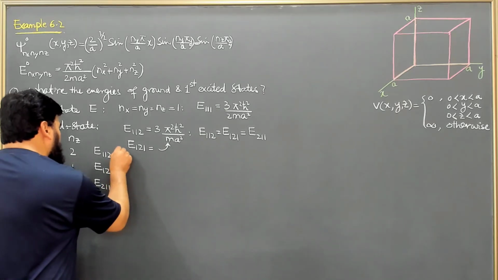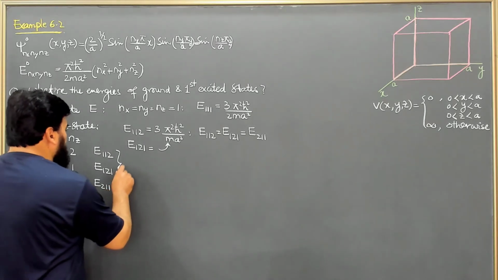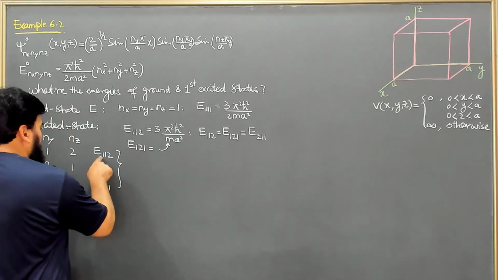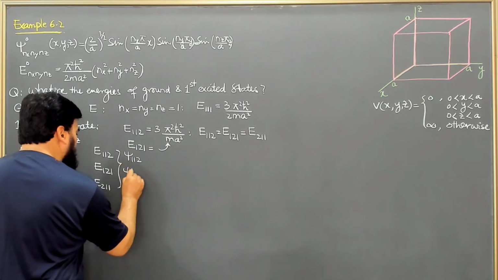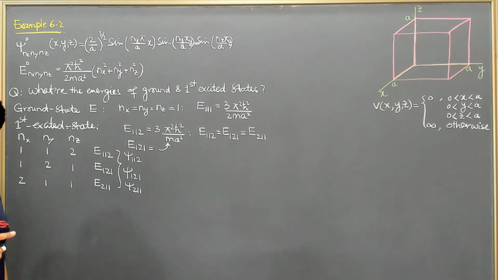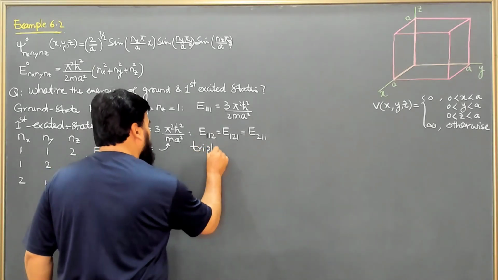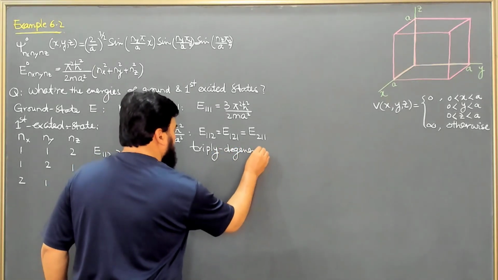So it means that the first excited state is a degenerate state, and degenerate means that it is sharing the same energy. The states are different because ψ112 is one wave function, ψ121 another, and ψ211 another. So the states are different. Different states sharing the same energy we call degenerate states, and the first excited state here is basically triply degenerate.